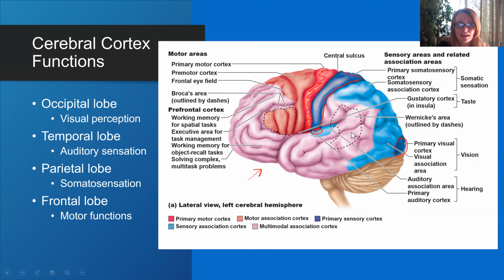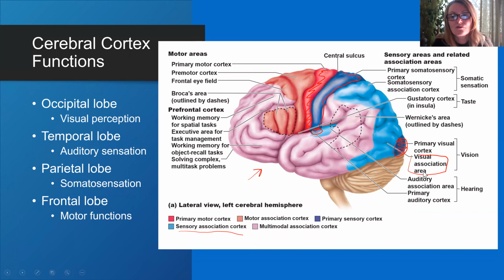Now let's look at the occipital lobe. If you look at the occipital lobe, you can see that we have primary visual cortex over here. So the major function is going to be visual perception. And then you have a lot of this blue area that is visual association area, right? That's our sensory association cortex, right?